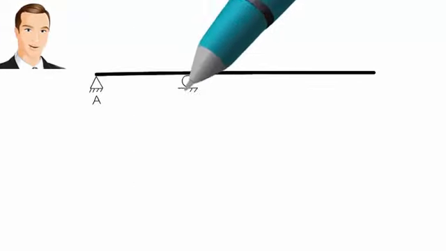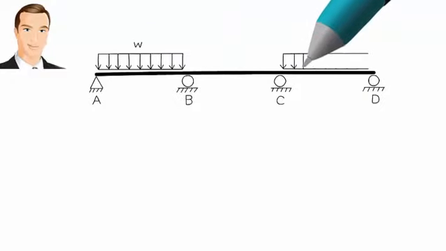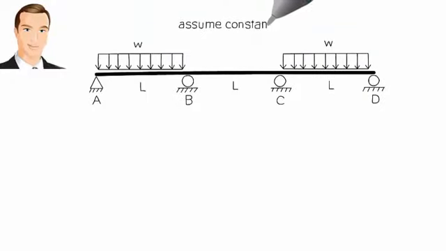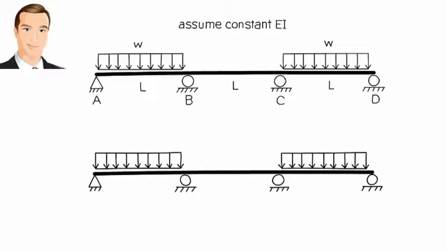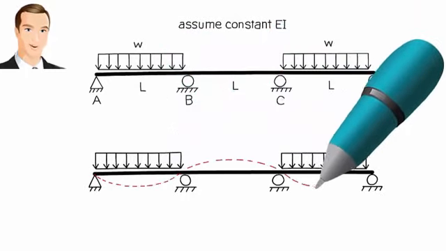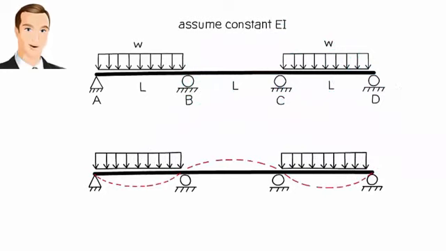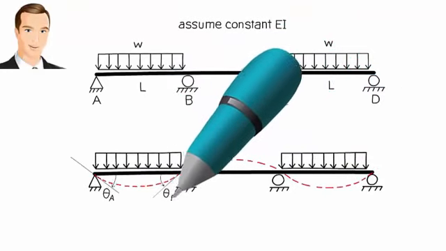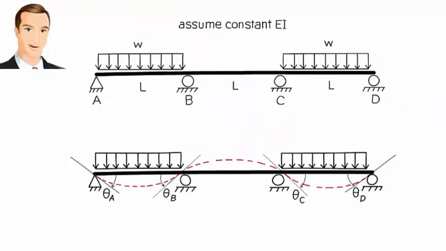Consider the continuous beam shown here. The general deformed shape of the beam is going to look like this. Let's refer to the beam rotation at the supports as theta A, theta B, theta C, and theta D. These are the unknowns to be calculated using a set of equilibrium equations. But what are equilibrium equations? And how do we get them?